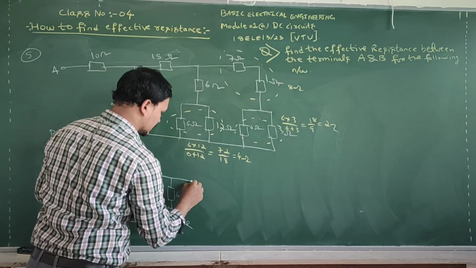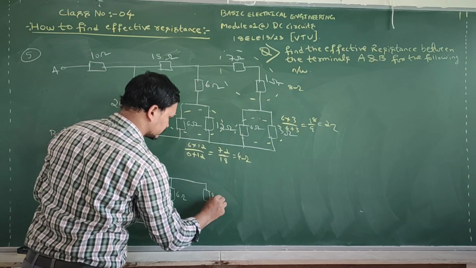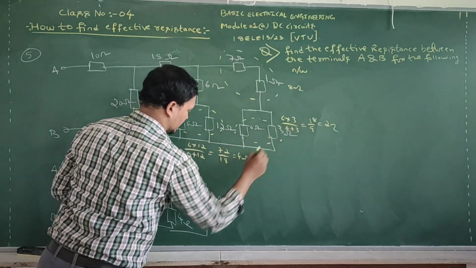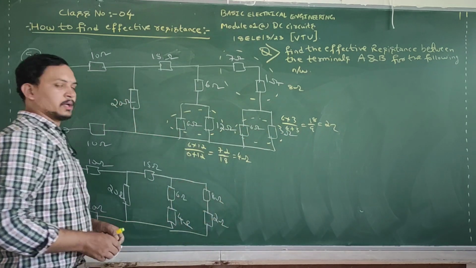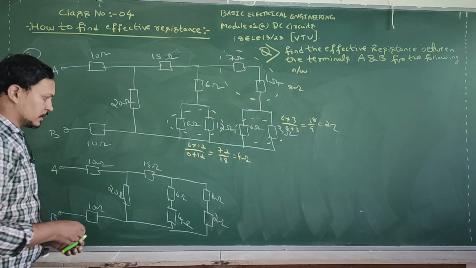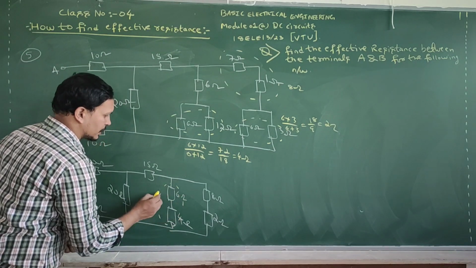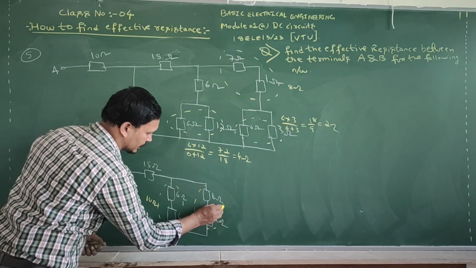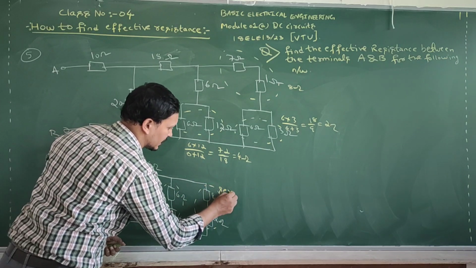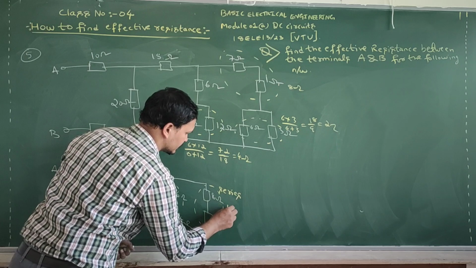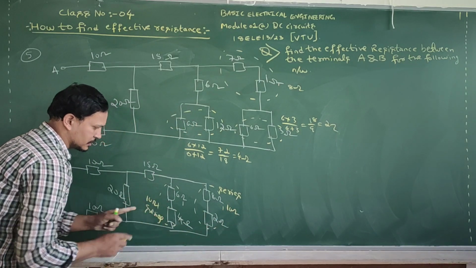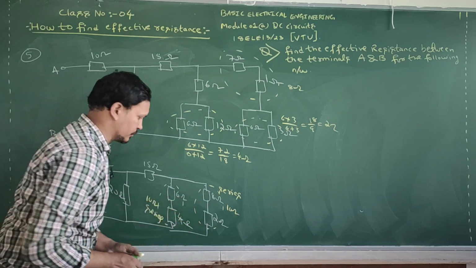Then 7 plus 1 is 8 ohm. Then what is the combination of this? 2 ohms. Okay, this is the reduced network. Now these two are in series. 4 plus 2, 10 ohms. Now these two are in series. You must write the word series. What is the answer? 10 ohms. Okay, series 10 ohms, series 10 ohms.